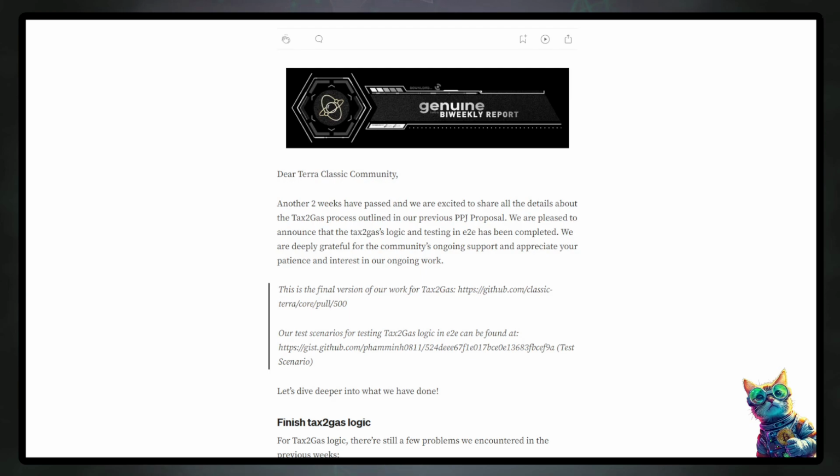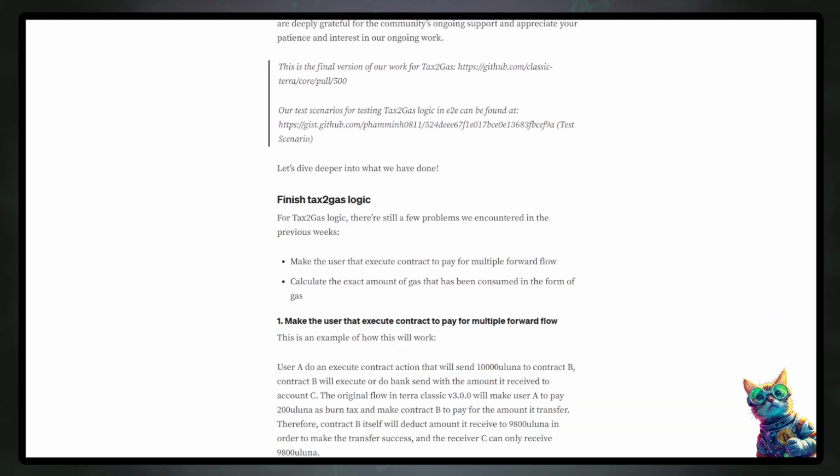So another 2 weeks have passed and we're excited to share all of the details about the tax-to-gas process outlined in our previous paid job proposal. We are pleased to announce that the tax-to-gas logic and testing in E2E has been completed. We're deeply grateful for the community's ongoing support and appreciate your patience and interest in our ongoing work. So let's dive deeper into what we have done.